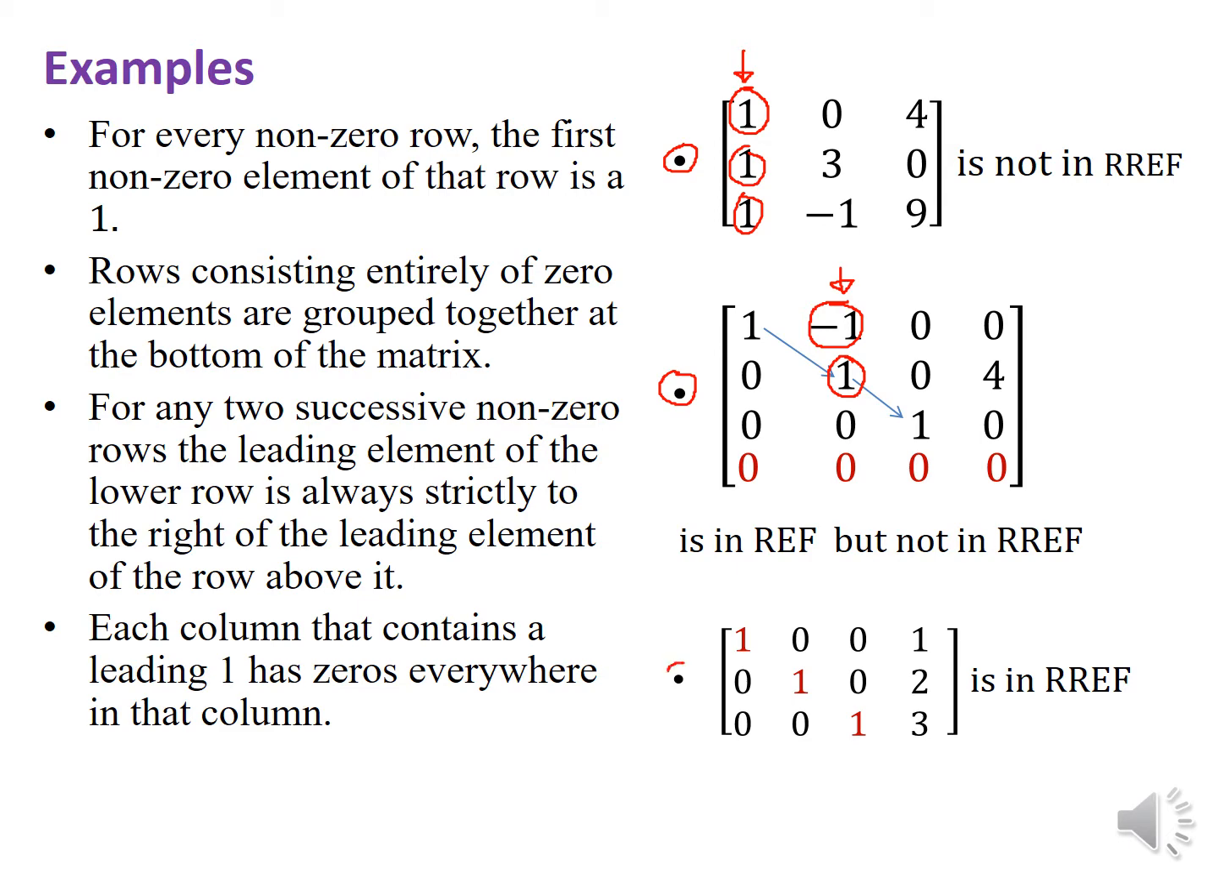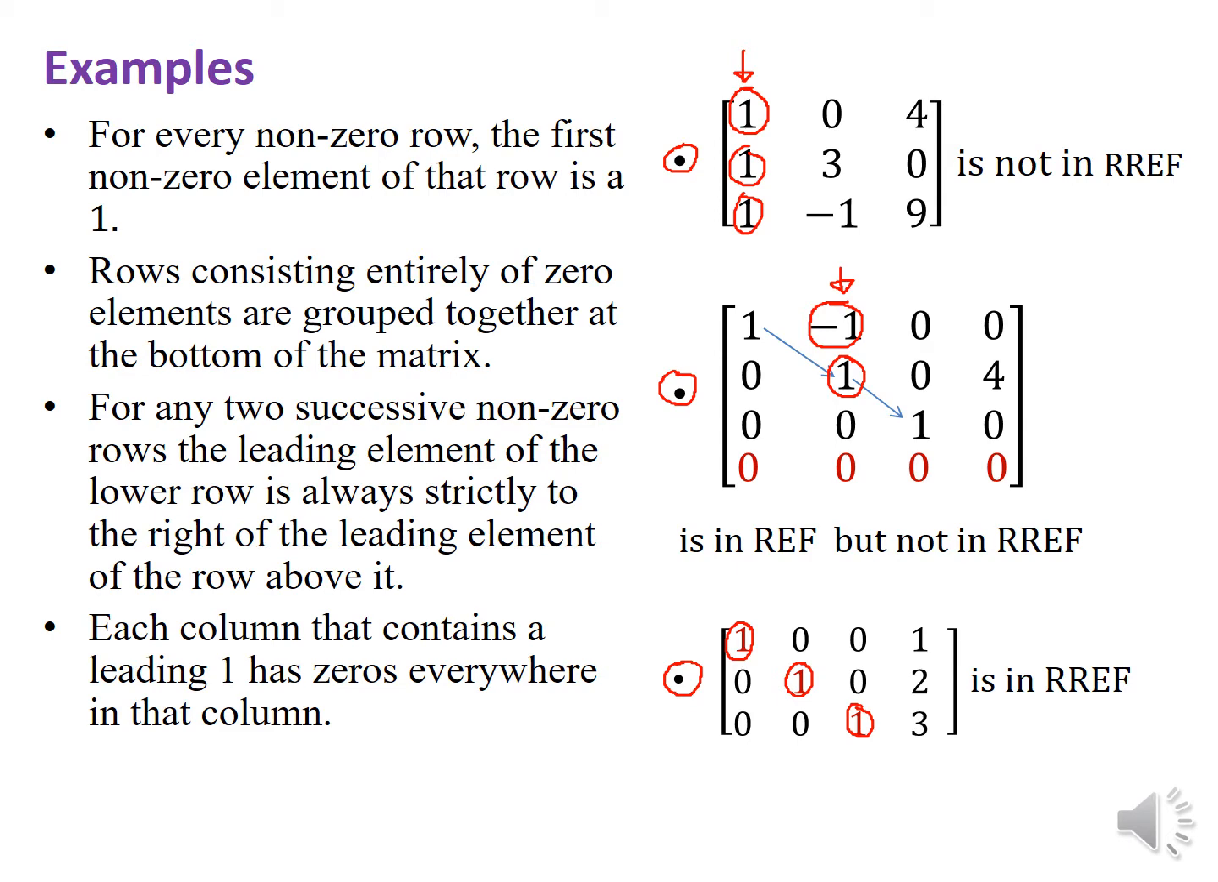In the third example, this matrix is in reduced row echelon form, as it satisfies all the conditions of reduced row echelon form, as the leading elements of the first, second and third rows are 1. That means the leading elements of each row are 1.